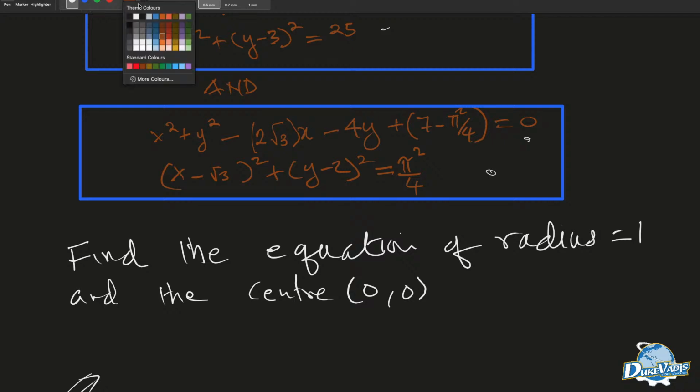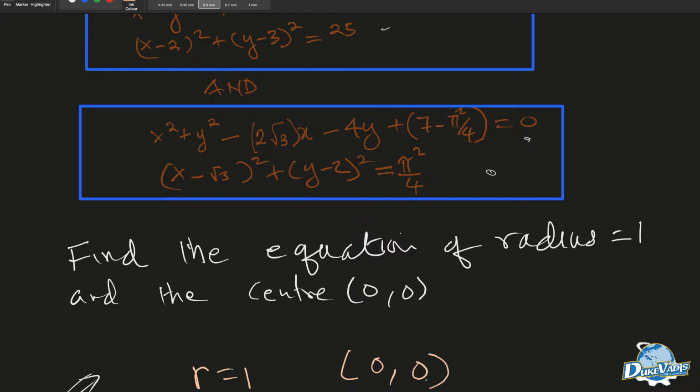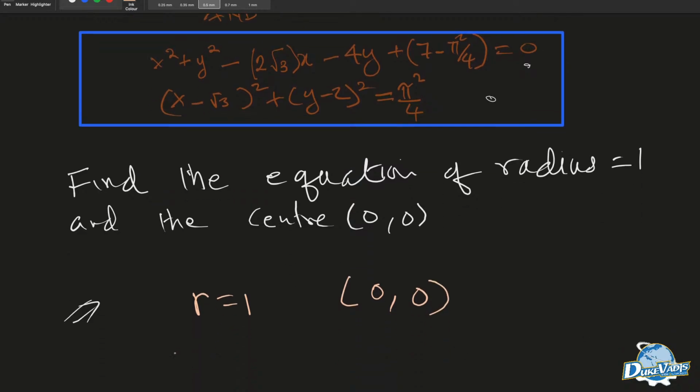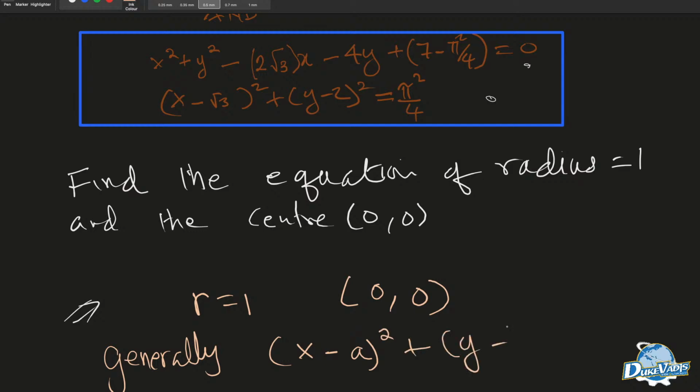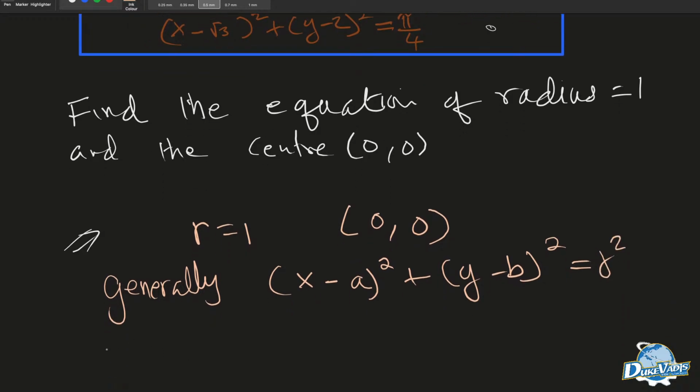So r is equal to 1, and our center is 0, 0. We've been asked to find this equation. So what do we do? What we know is that generally our equation is (x minus a) squared plus (y minus b) squared is equal to what? r squared.